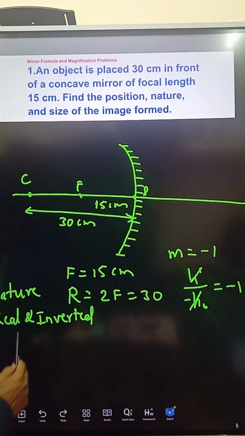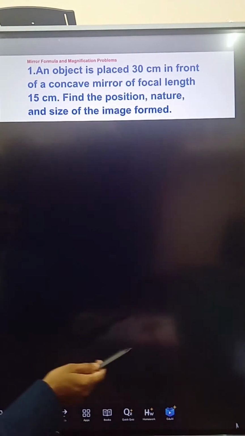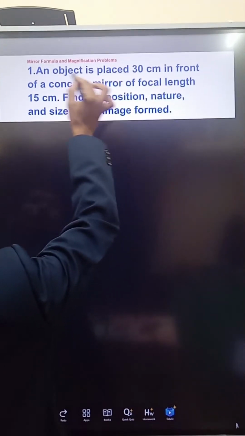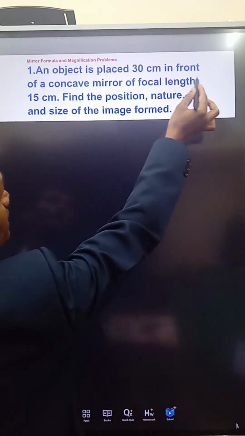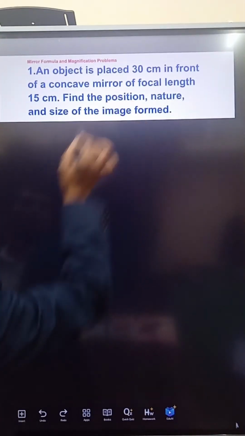Now let us go ahead with how to solve this properly. You need to write here what is given. An object is placed at 30 centimeter. So what we have to take, the object distance is given.